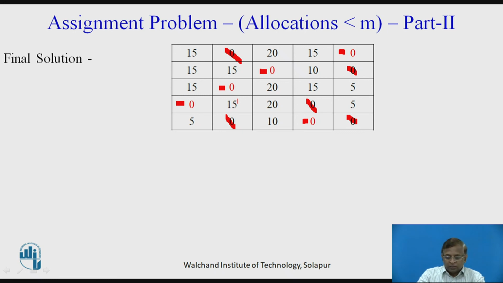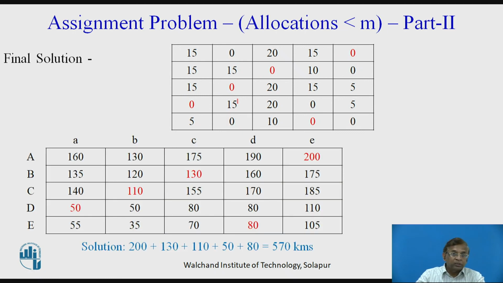This is how we get 5 allocations to this particular table of 5 by 5, and while we transfer these cell allocations into the original table, we get these red marked values in the left bottom table, and adding all those we get the final solution to be 570 kilometers. That is the final solution of this particular case of the assignment problem, wherein initially we have the number of allocations 3, less than 5, which is the order of the matrix, and with the extended procedure we got 5 allocations.